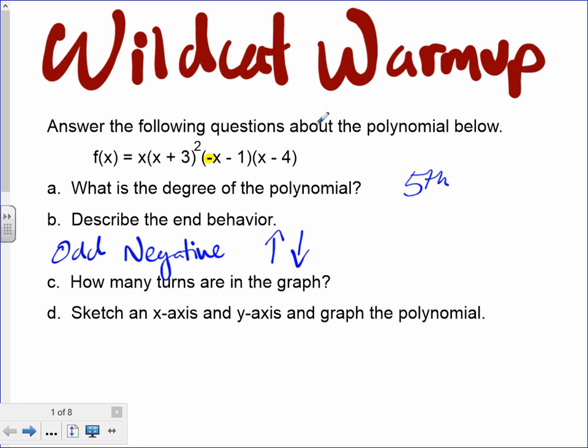Math trash talk. I love it. All right. How many turns are in the graph, Cortavius? Four turns. How'd you get that? Good. Degree minus 1. Degree minus 1, 4.